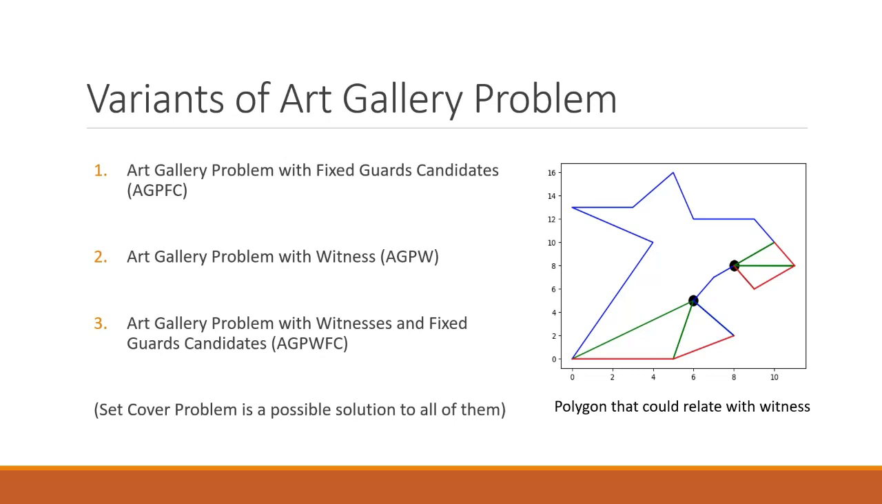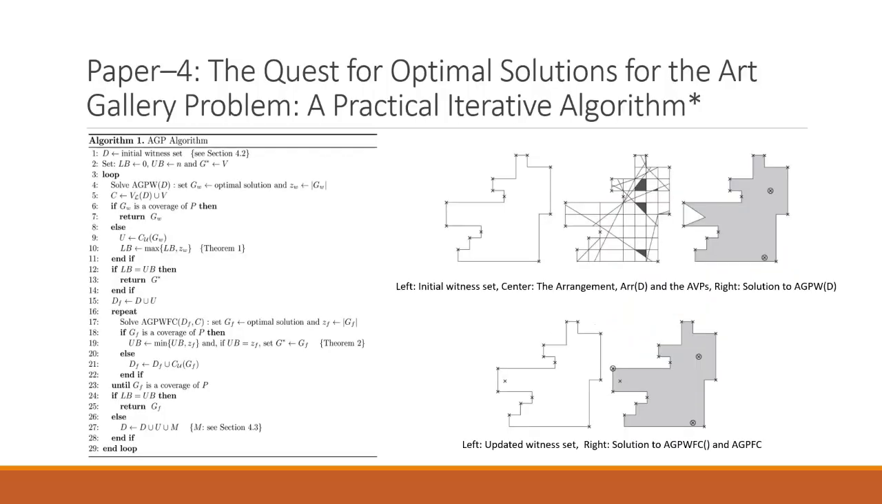Then the last variant, which is the hybrid of these two and brings sufficient amount of discretization to the problem, is art gallery problem with witnesses and fixed guard candidates, where both the points to be covered W and the potential guard position C are finite. This problem can be cast as a set cover problem, that is SCP, where elements of W are to be covered using subsets of witness points visible to each guard in C. So basically, set cover problem is a possible solution to all these three variations of art gallery problem.